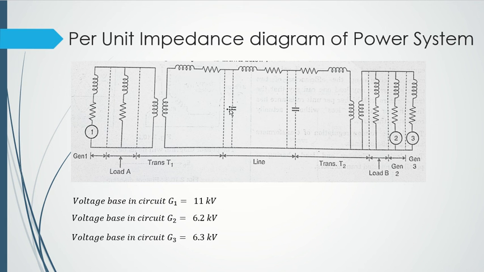This is the secondary winding of the transformer, this is the primary winding of the second transformer, and this is the line reactance. This is the line reactance, and we have capacitors connected here. Then we have the T2 transformer and its windings. We have load B, which is connected in parallel between the transformer and the remaining generators. And in the last we have generator 2 and generator 3.